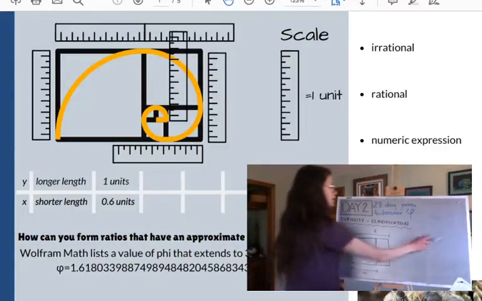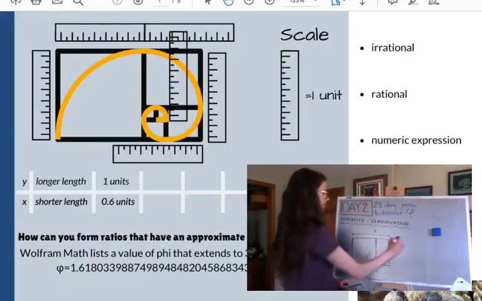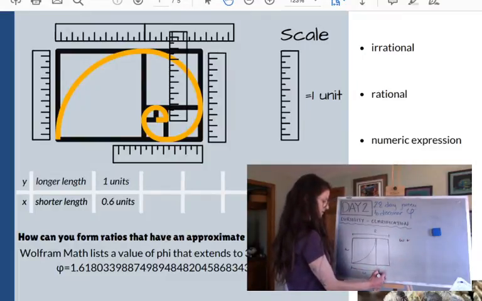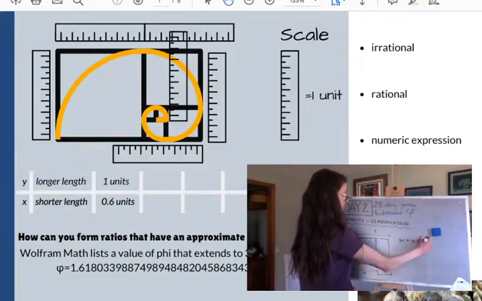Okay, so what I know from this image is that W plus, and we can call this X, this 60% length, X equals the length.